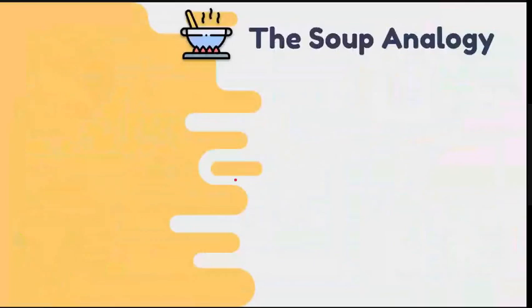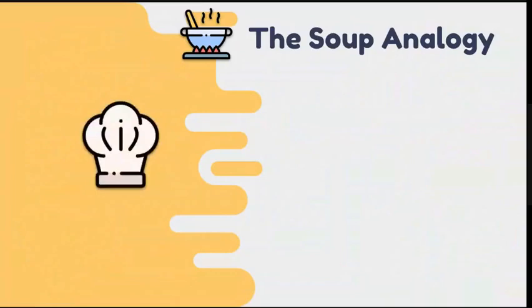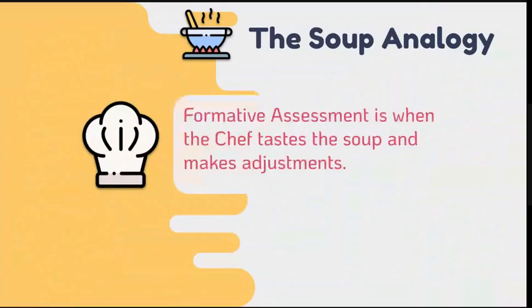The soup analogy, I think, is a great way of understanding and describing the difference between the two. So in the soup analogy, the content knowledge is the soup, and the chef is essentially the learner. Formative assessment is when the chef tastes the soup and makes adjustments. In other words, if the chef wants to produce the best possible soup, he needs to be able to taste it as he's going along.